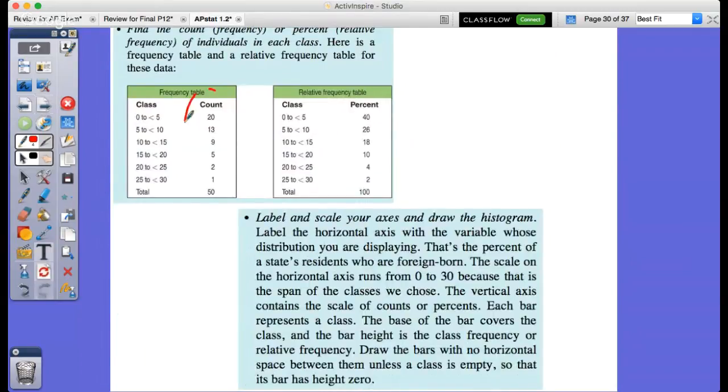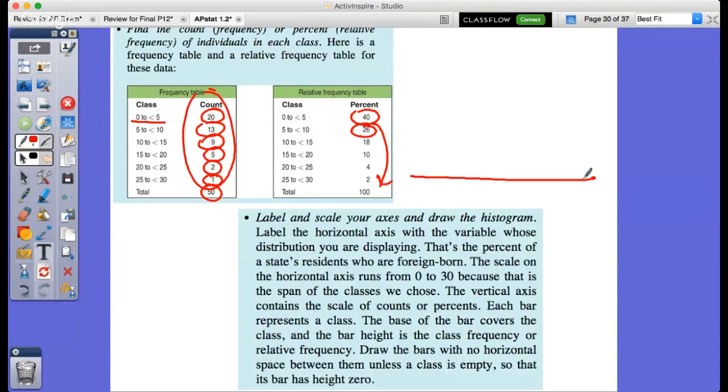So we would have a frequency table saying, okay, how many are between 0 and 5? We have 20. How many are between 5 and 10? 13, and so on and so forth. And to find the frequency within each of these categories, we simply take 20 divided by our total of 50 to get 40%. Same thing, 26%, and so on and so forth. Once we set this up, we can create a histogram, because now we're not going to have a categorical, we're going to have quantitative.